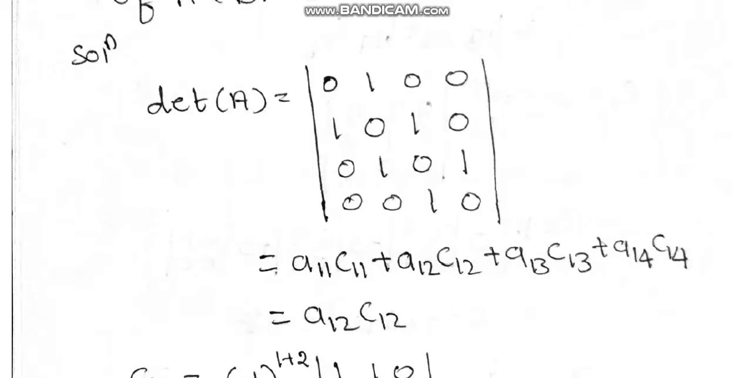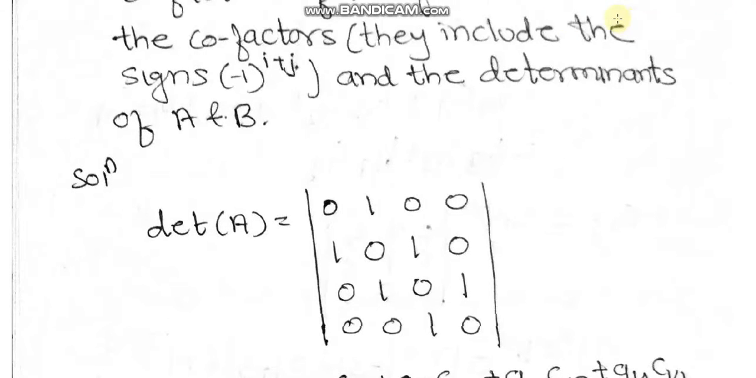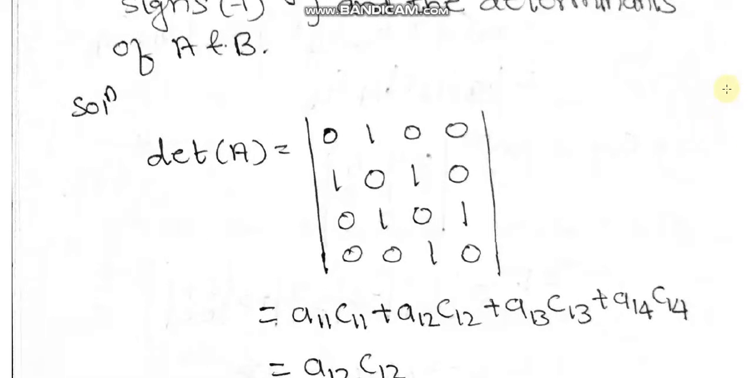I have taken only A, so only the determinant of A I am solving. So A I have here as this one. I have only one here, and these terms are 0, 0, 0. So I'll be taking only this one term and calculating the cofactors. Usually how do we write the cofactors? A11 into C11, A12 into C12, A13 C13 and A14 C14. This is 0, this is 0 and this is 0. I am left with A12 and C12.